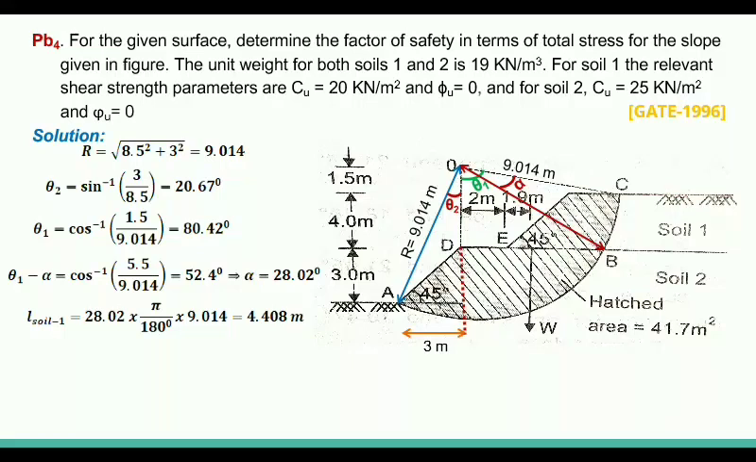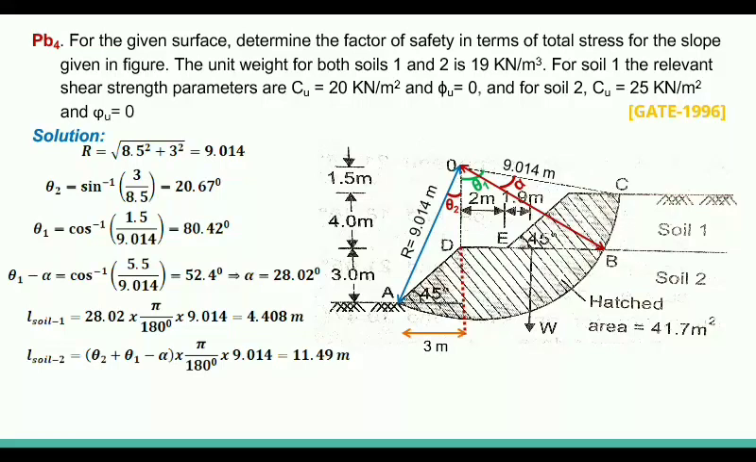In this case we have to calculate the length of the arc, so radius into angle. What is the radius? 9.014. So the length of the arc in the case of soil 1 is 4.408 meter. Similarly, we can calculate the length for soil 2.